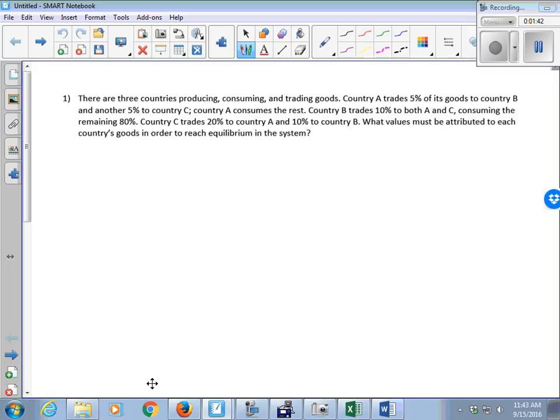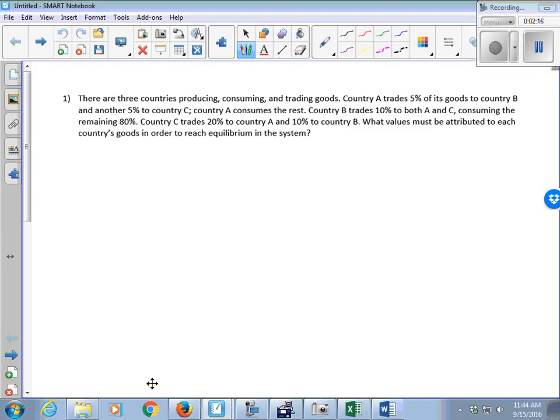All right, so this first one is about economic sectors. It says there are 3 countries producing, consuming, and trading goods. Country A trades 5% of its goods to country B and another 5% to country C. Country A consumes the rest. Country B trades 10% to A and C, and they consume the remaining 80% themselves. C trades 20% to A, 10% to B. So what values must be attributed to each country's goods in order to reach equilibrium in the system?